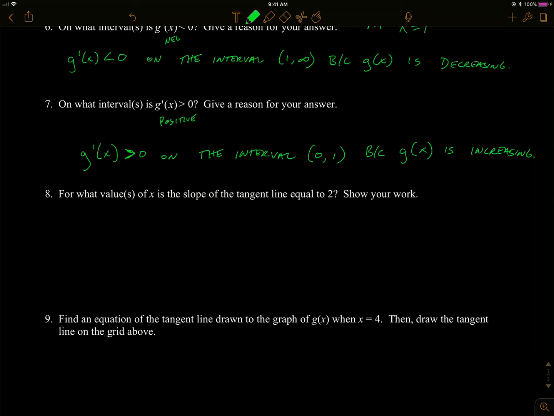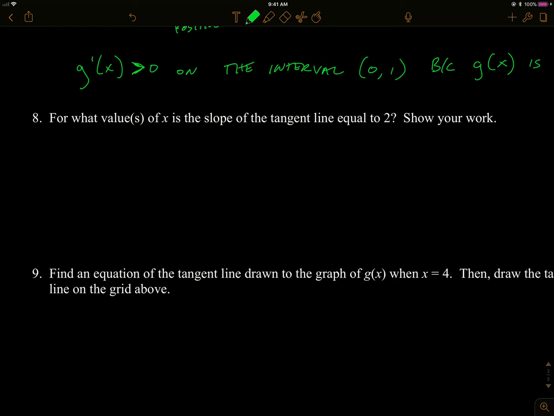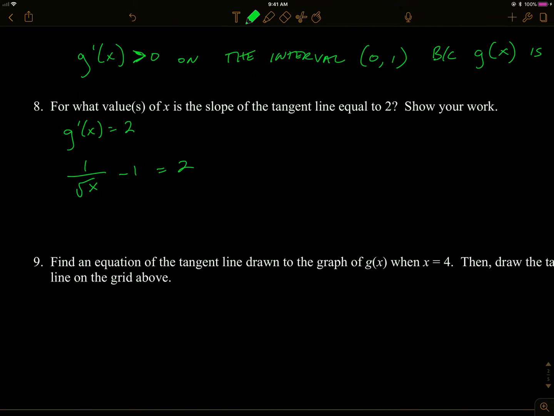for that interval. For what values of x is the slope of the tangent line equal to 2? Show your work. So for this one, we want to know when is the derivative equal to 2. So I know g prime of x is 1 over root x minus 1. Set that equal to 2 and solve. So I add 1. So I get 3. So then I got 1 equals 3 root x.